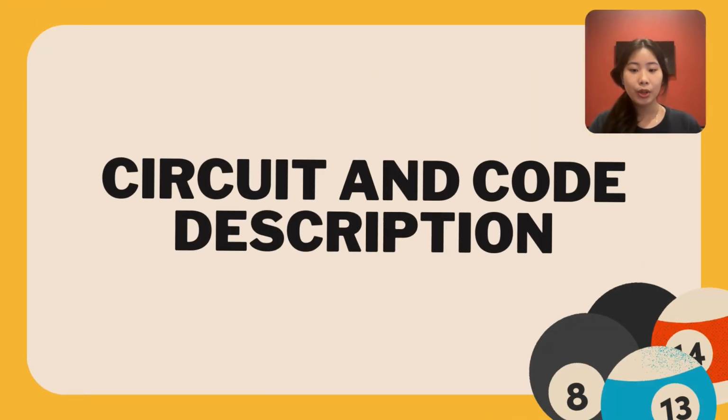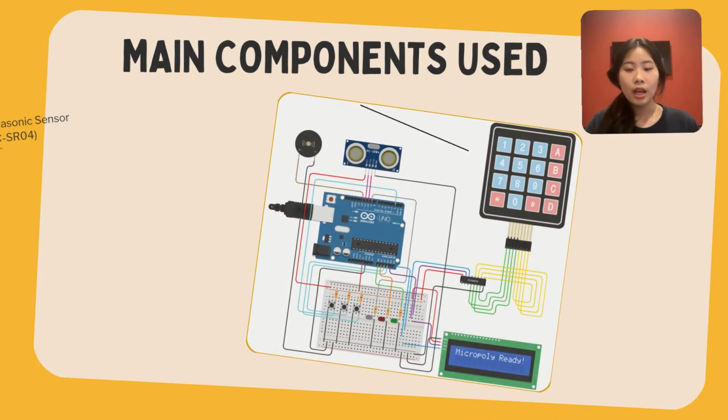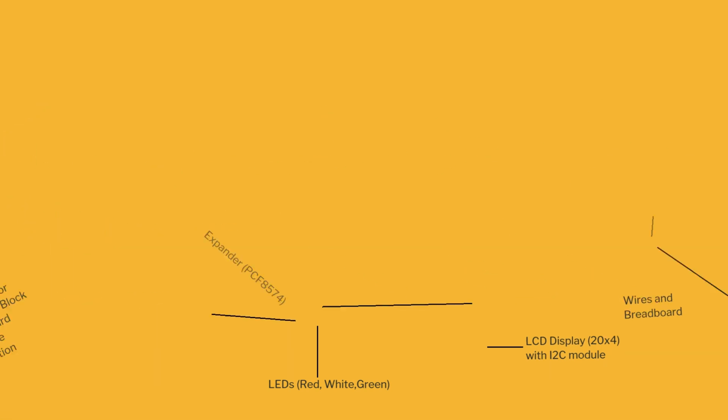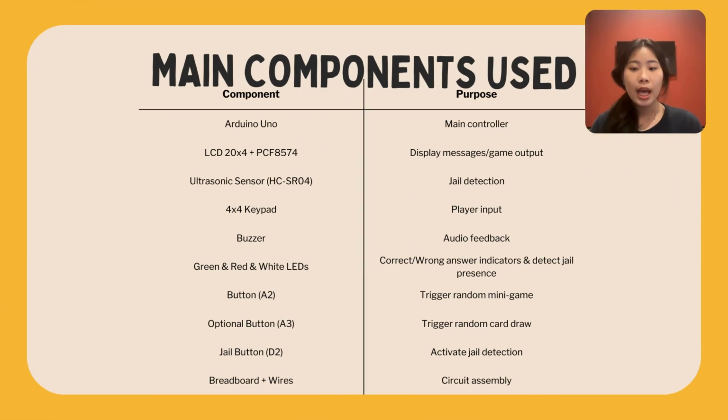Next, circuit and code description. Here are the main components used, including ultrasonic sensor, buzzer, Arduino Uno, buttons, LEDs, wire and breadboard, 4x4 keypad with expander, and the last one is LCD display, 20x4 with I2C module. These main components have different purposes.